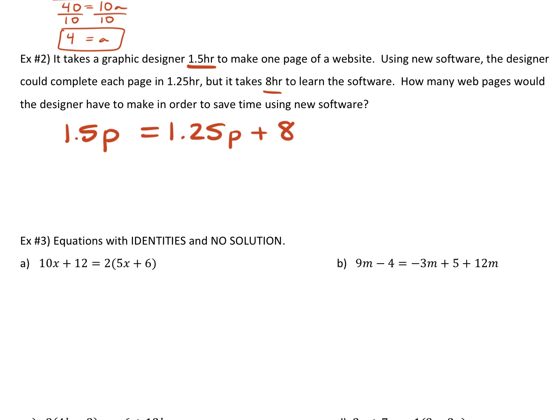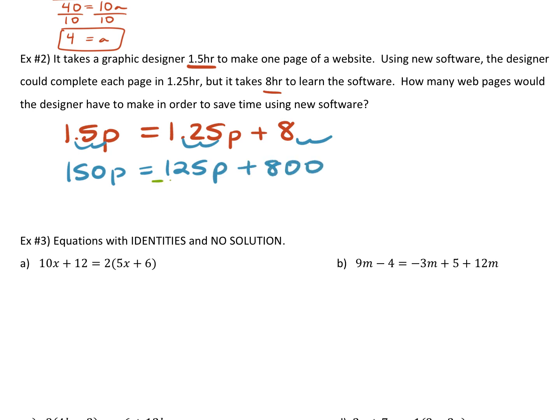Don't you multiply the whole thing by 100? Okay, so you could multiply the whole thing by 100 to get rid of your decimals. If you want to just work with the decimals, I'm totally fine with that. But if you want no decimals, you're going to move everything 2 decimal places, right? So it would be 150p equals 125p plus 800, okay?